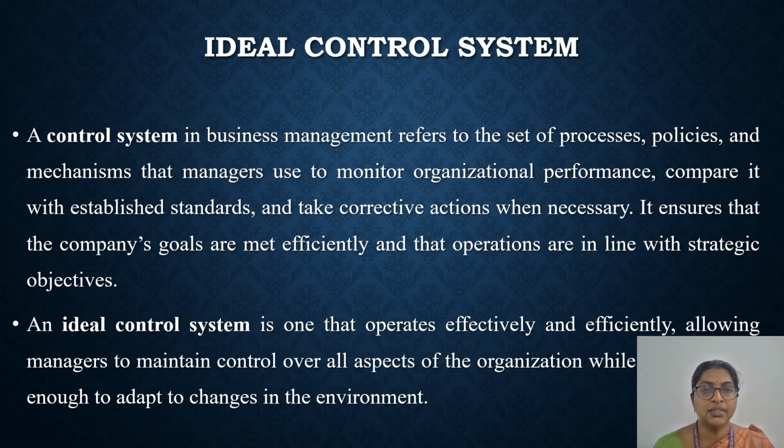Next one is ideal control system. So what is an ideal control system? Let us start with what is a control system. A control system in business management refers to the set of processes, policies and mechanisms that managers use to monitor organizational performance, compare it with the established standards, and take corrective actions wherever it is necessary.